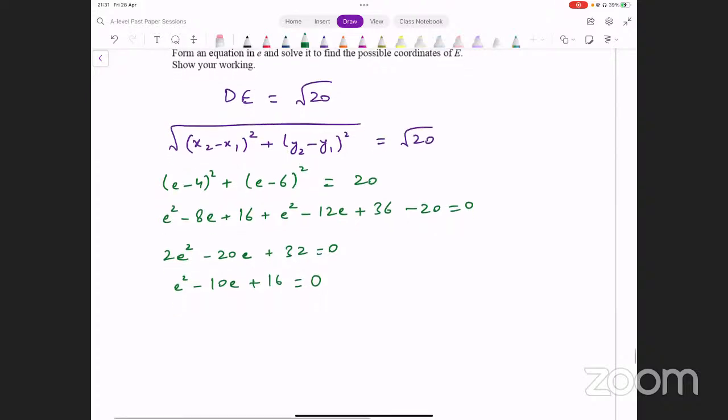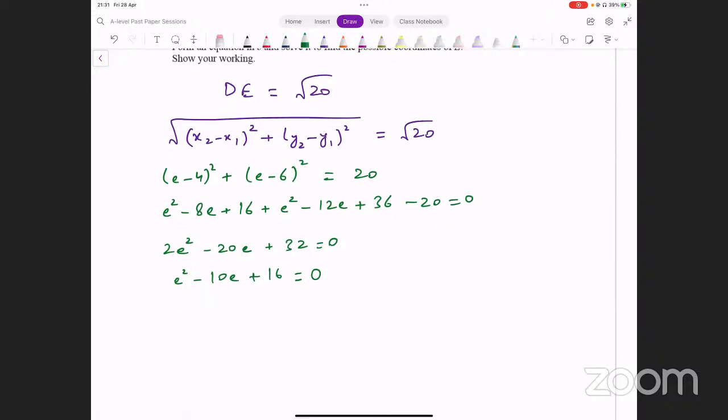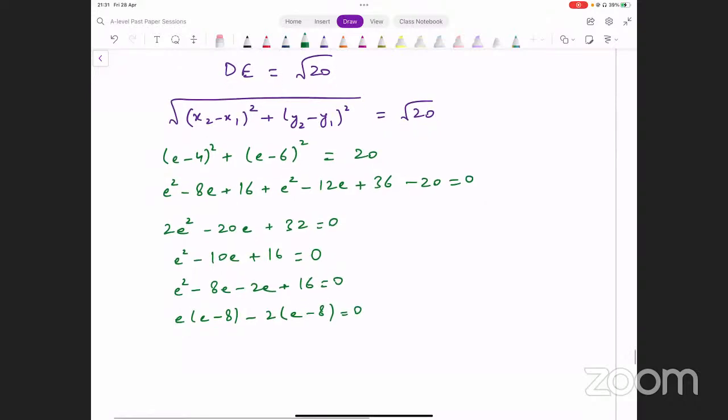ठीक है, अब इस quadratic equation को हम solve कर लेते हैं. Can we factorize this? 16 आपके पास कैसे आ सकता है 8 और 2 से? So we can say this is e squared minus 8e minus 2e plus 16 equals 0. Let's factorize. It gives us e into e minus 8 minus 2 into e minus 8. And we get two factors from this, e minus 2 and e minus 8. This equals 0. That means e either equals 2 or e equals 8. These are the two possible values of e that we're getting.